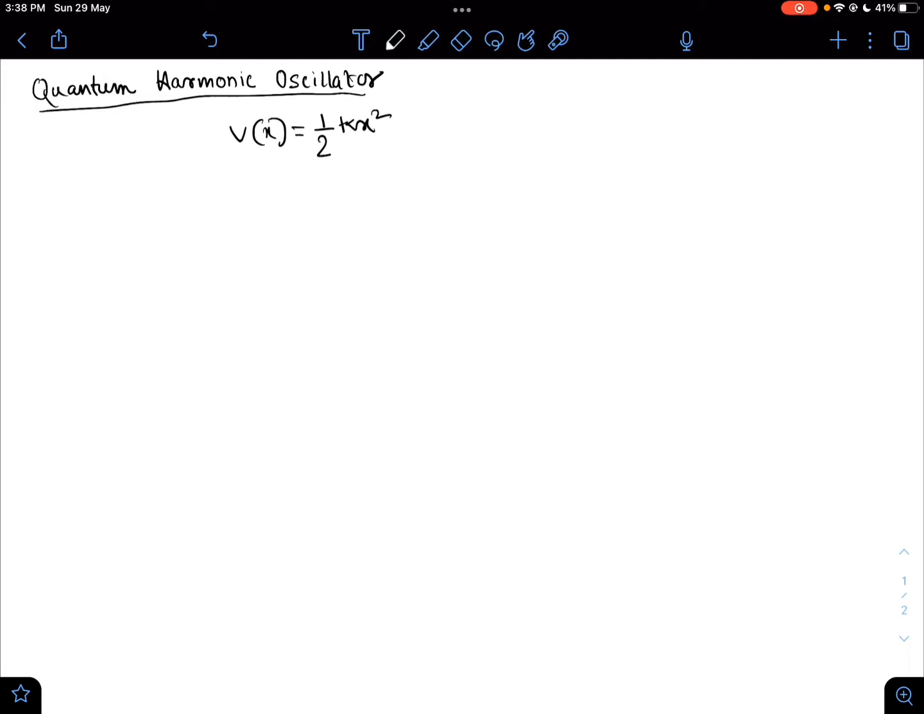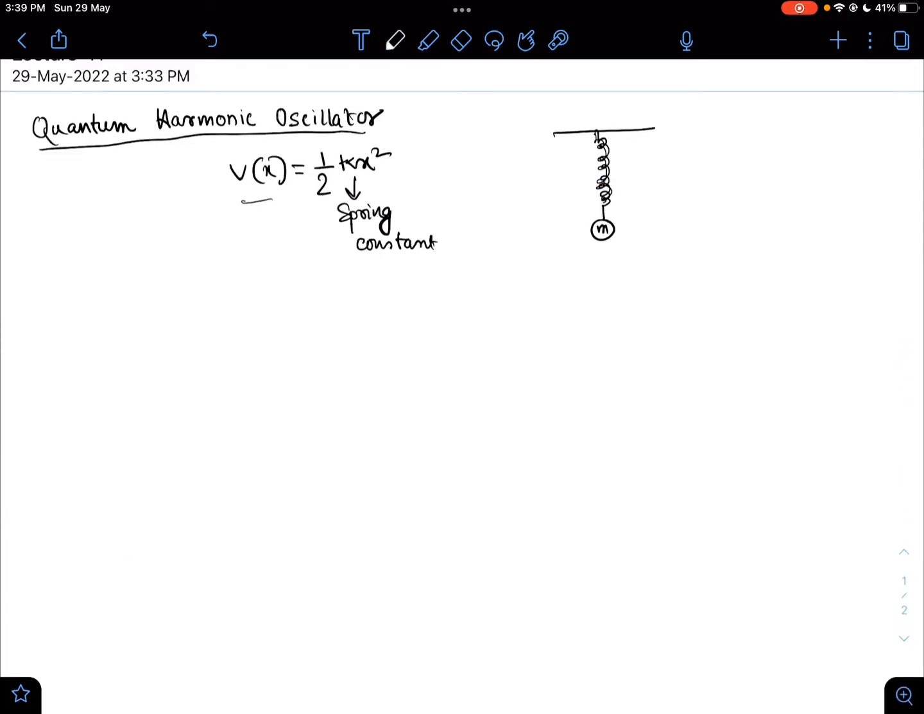Where k is what? k is the spring constant. So let us understand this first. Suppose we have a spring attached to a wall. Let us first understand classically how this potential comes about. Suppose we have a spring along which a mass is hanging, a mass m, and the spring constant is k.